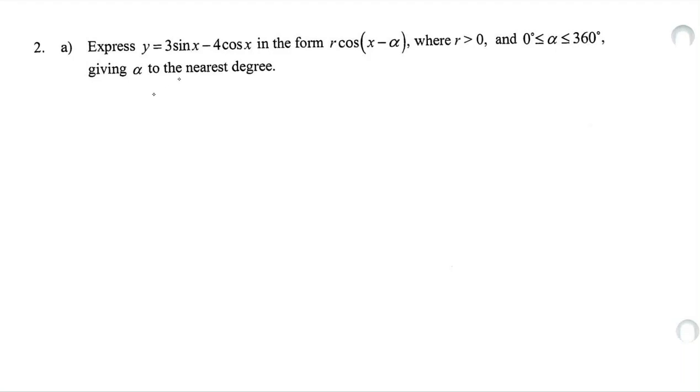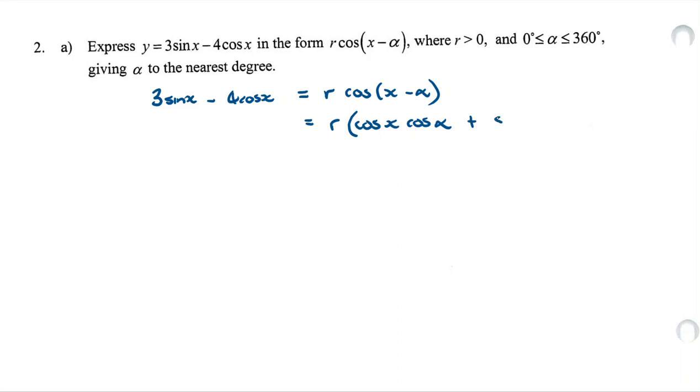All right, so let's change our 3 sine x minus 4 cos x by expanding the r cos(x minus alpha). Okay, expanding cos with the compound angle would be cos x cos alpha. Because it's a minus, yes, it becomes a plus. Good. Sine x sine alpha, close bracket. Expand the r through.